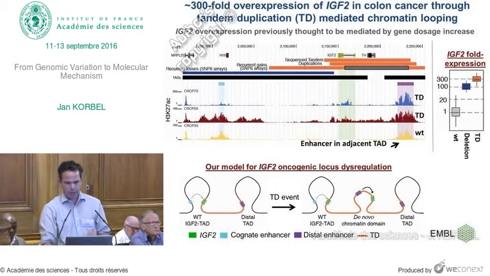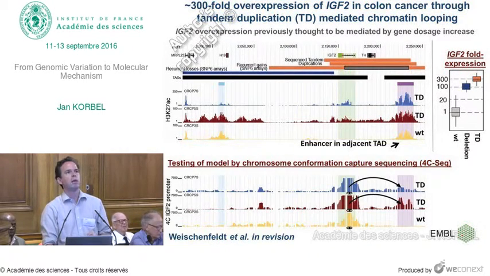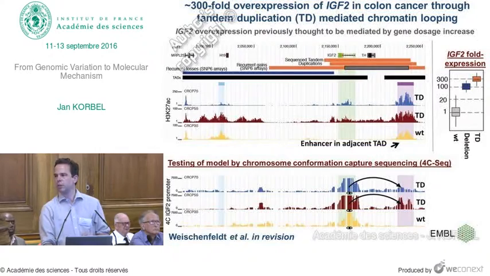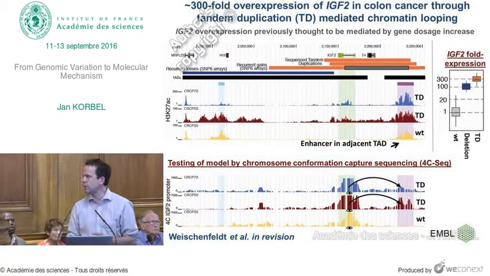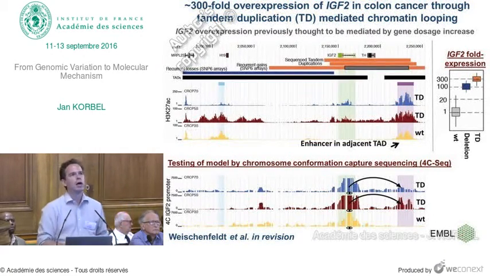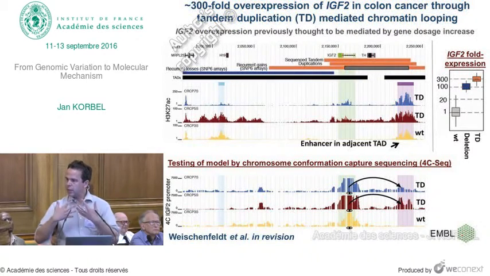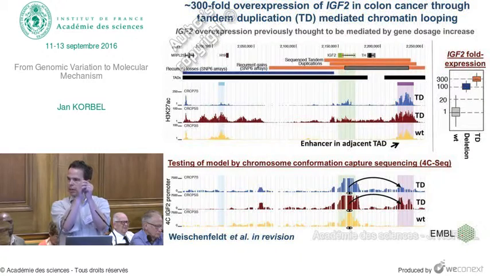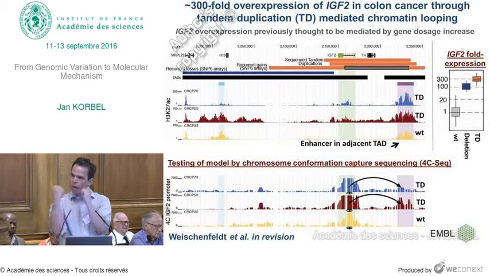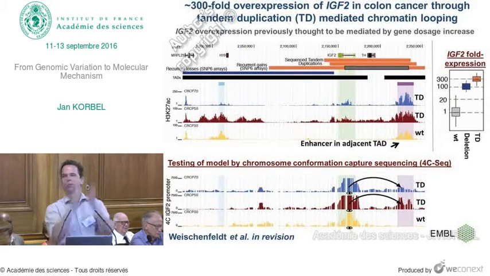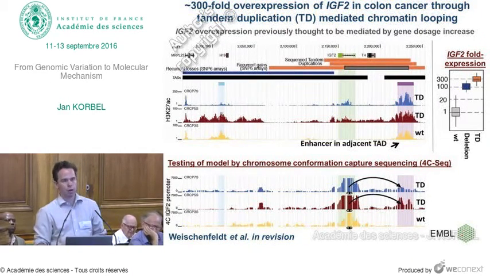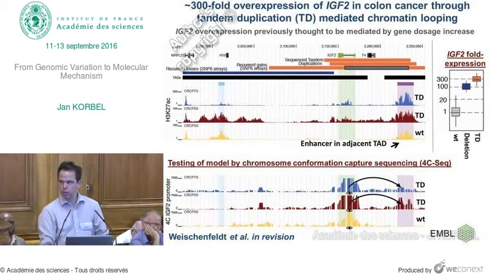And that is a testable hypothesis that we pursued by a technique known as chromosome conformation capture sequencing, which shows that in the presence of the tandem duplication, we indeed get very strong contacts here. And hence we can verify a computational approach in this sense, showing that indeed enhancer hijacking, in this case coupled by the formation of a contact domain, leads to overexpression.